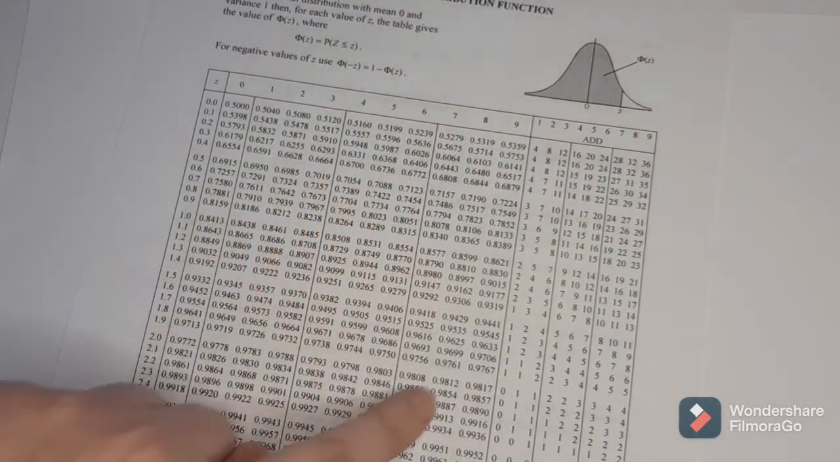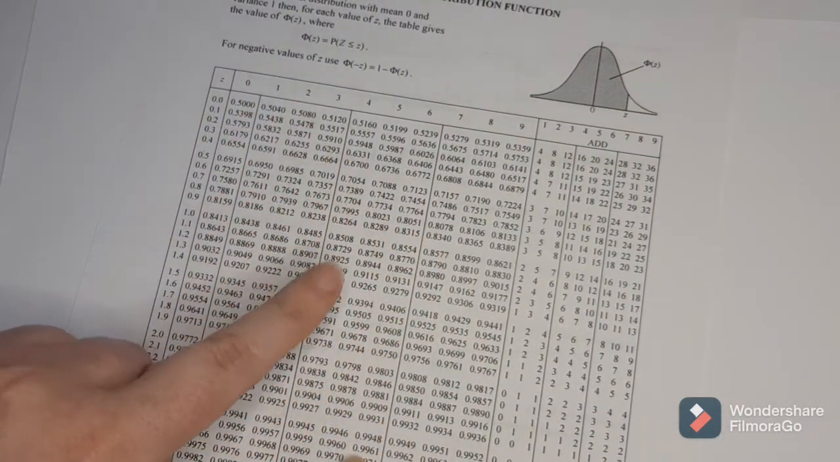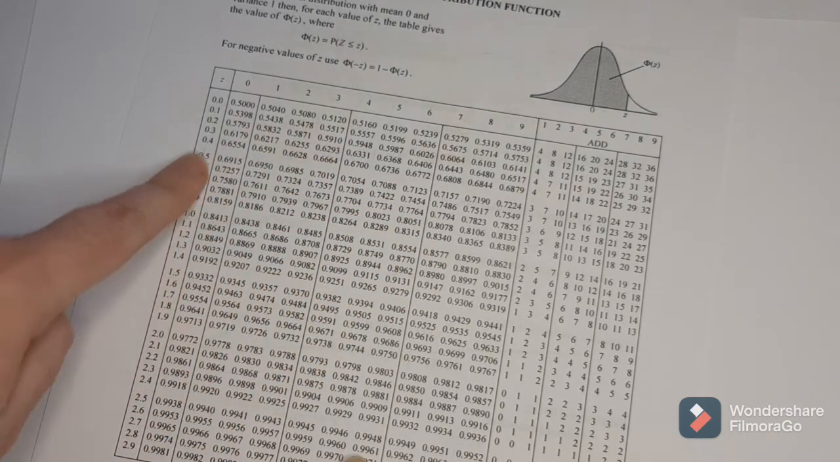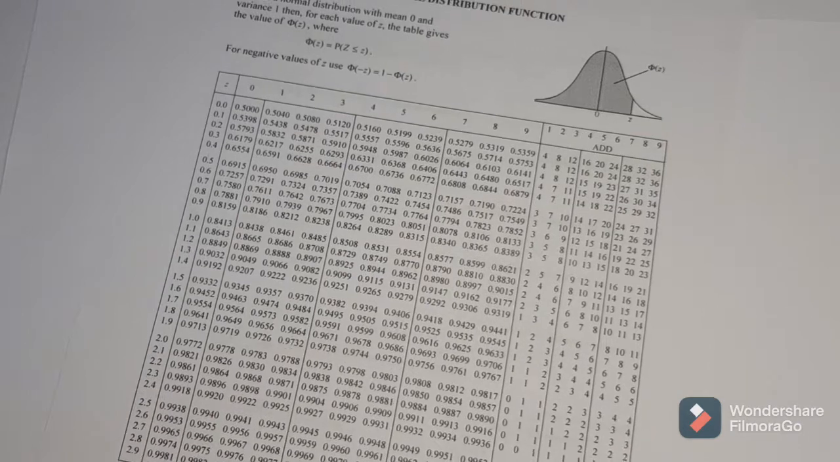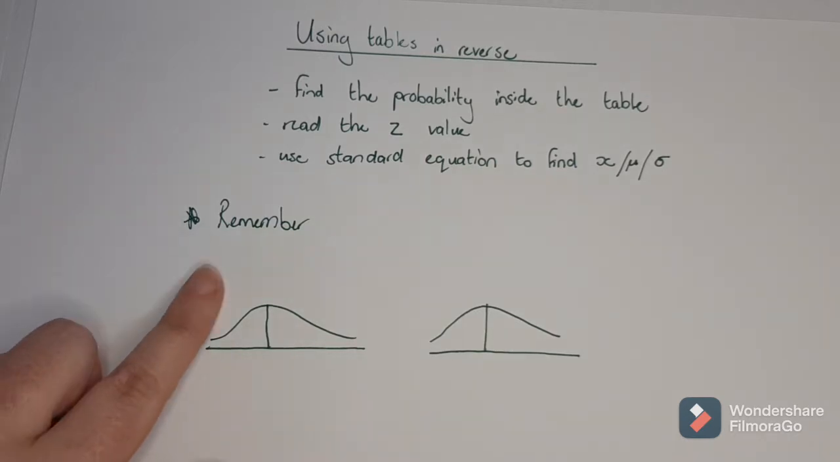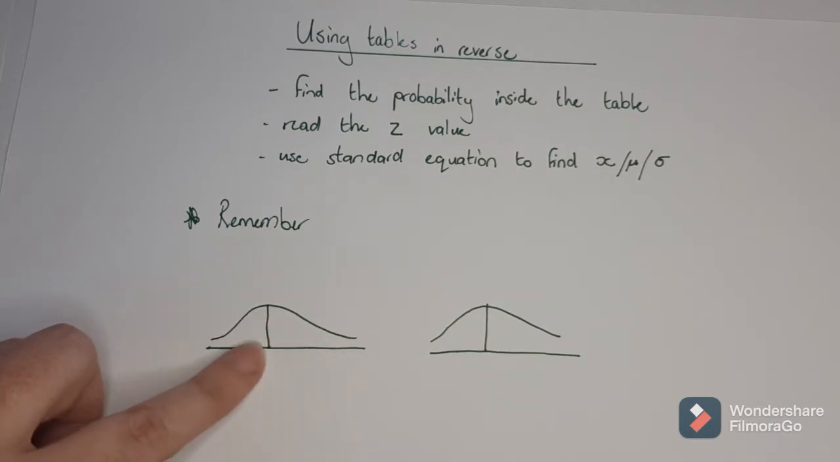So remember, these values in here are our probabilities. So we're going to search in there to read the corresponding Z value. And then once we have the Z value, we can use our standardizing equation to find what we're missing. But the important thing to remember is these graphs.